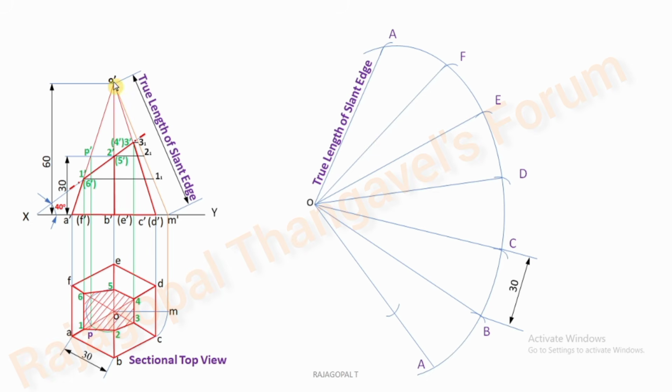Check here O dash A dash, but the radius you have to choose is O dash to 1 1. Measure this, O dash as center, 1 1 as radius. Keep your compass here, draw an arc. Next this is 1 1, and the same radius you can use for completing 6 dash. Okay, 6 dash for 1 1.